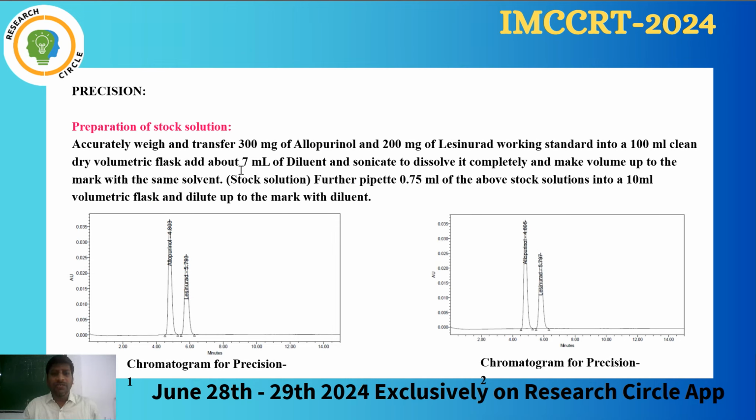Precision. So we have to weigh 300 mg of allopurinol and 200 mg of Lesinurad in a 100 ml flask, add 70 ml, and make up with solvent. Further, we pipette out 0.75 ml into 10 ml. That gives the stock solution of allopurinol and Lesinurad, and we have to inject that sample 6 times. So we got 6 graphs for this precision.